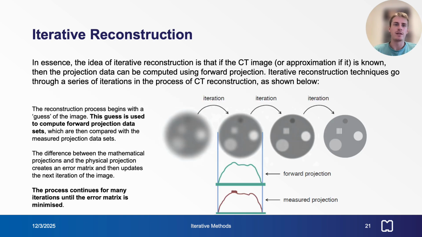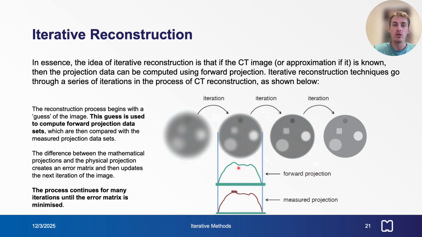So, in essence, the idea of iterative reconstruction is that if the CT image or an approximation is known, then the projection data can be computed using forward projection. So iterative reconstruction techniques go through a series of iterations in the process of CT reconstruction. So we begin with a guess of the image.